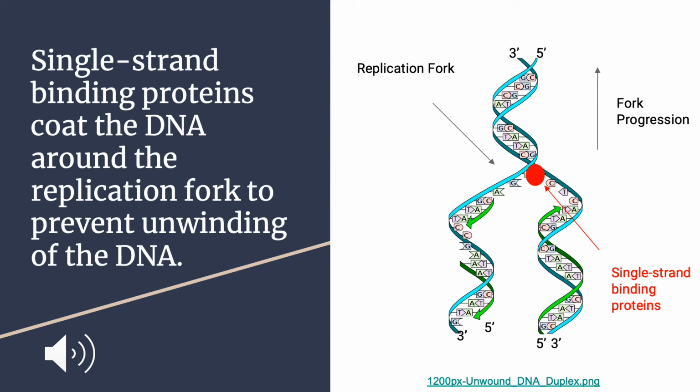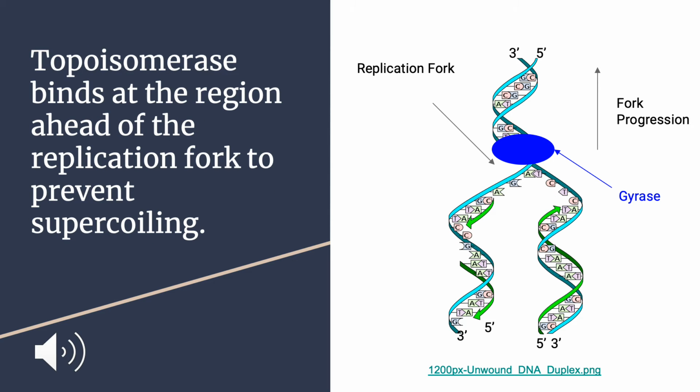Single-strand binding proteins coat the single strands of DNA near the replication fork to prevent the single-stranded DNA from winding back into a double helix. DNA tends to become more highly coiled ahead of the replication fork. Gyrase, which is a topoisomerase, breaks and reforms DNA's phosphate backbones ahead of the replication fork, thereby relieving the pressures that result from this supercoiling.